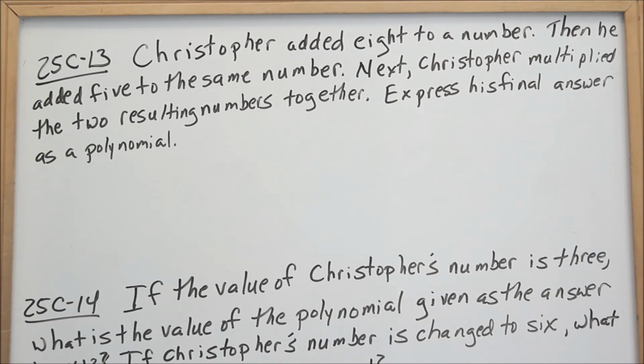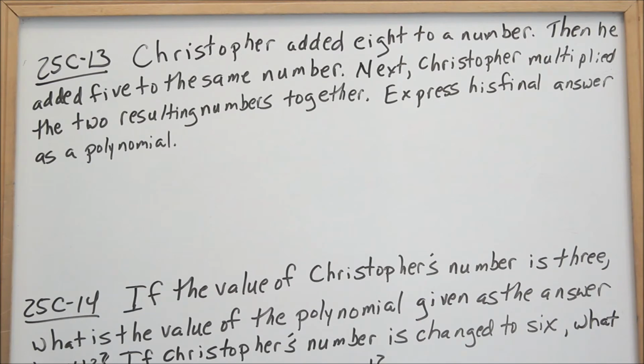Okay, we're looking at 25C, number 13. I'm going to read the whole thing, then go back through it. Christopher added 8 to a number, then he added 5 to the same number. Next, Christopher multiplied the 2 resulting numbers together. Express his final answer as a polynomial. Remember, let your brain explode, then take a deep breath. Now let's just go back through it.